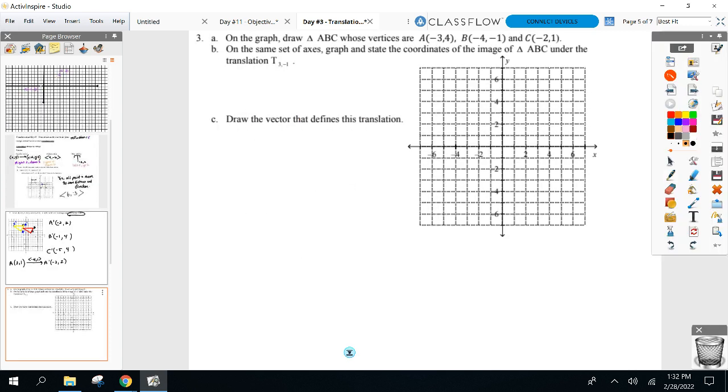All right, one more, a little similar. All right, another triangle. -3, 4. Let's graph it.